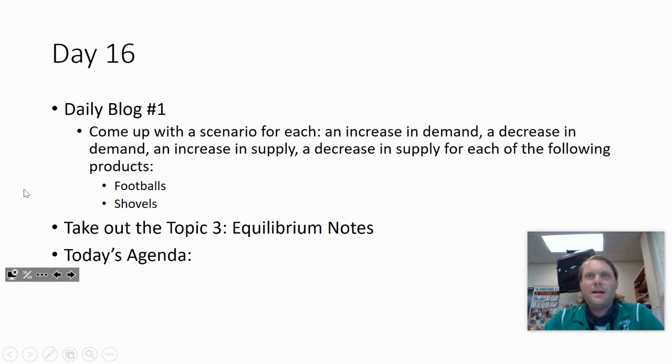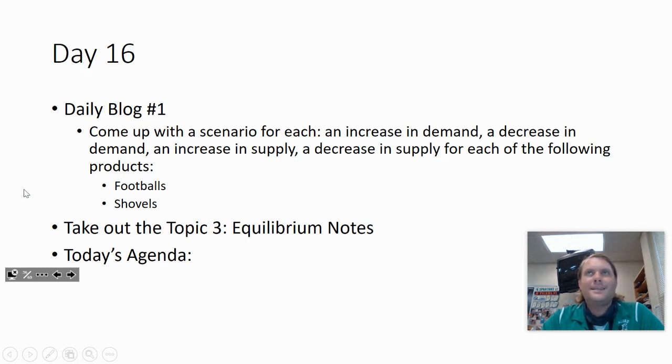Let's see on the supply side. Let's increase our supply first. Many more cows are being killed for food, and now they have more skin, which means more leather. Leather is cheaper. We have an increase in supply of footballs.